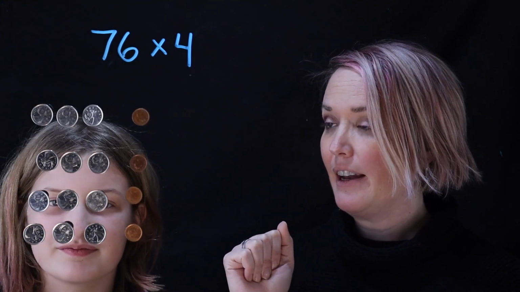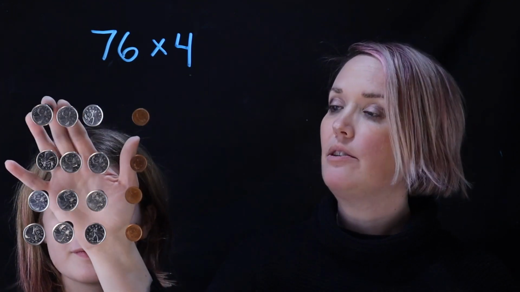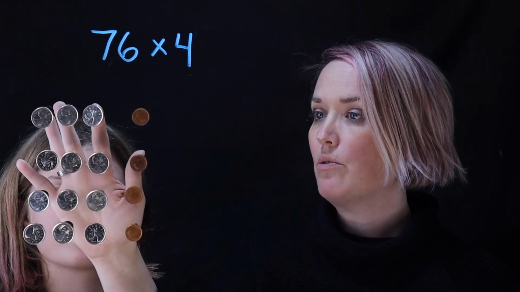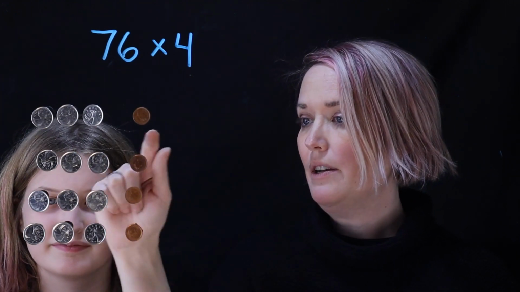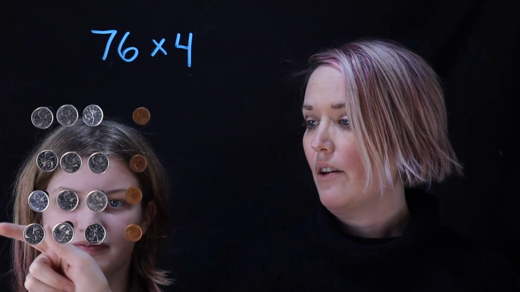So, Anna, I've gone ahead and put the money out because you told me that you like to think of 76 as 3/4 and a penny. So that's 76, right? 25, 50, 75, 76. And I put up 4 of them. So there's 1, 2, 3, 4.